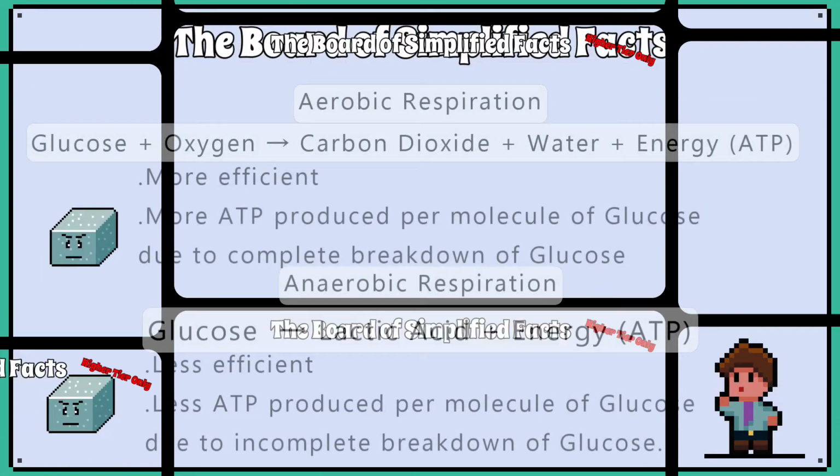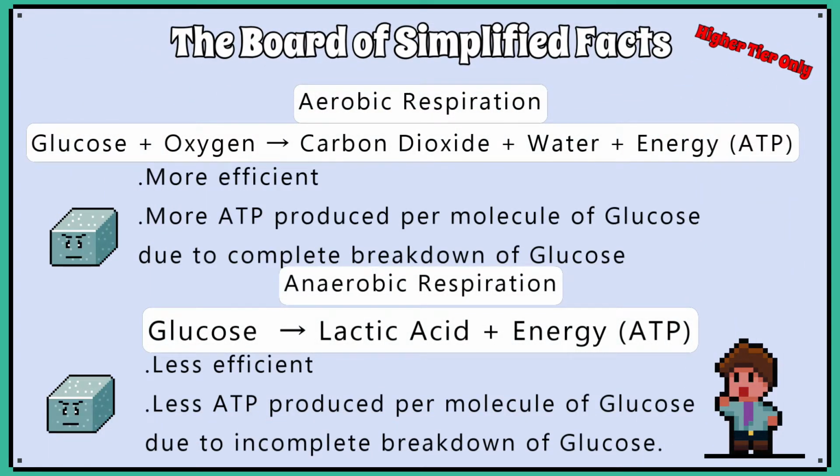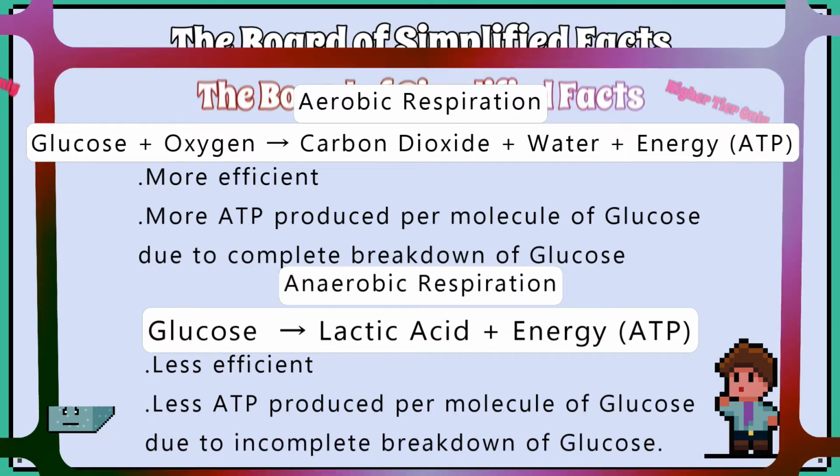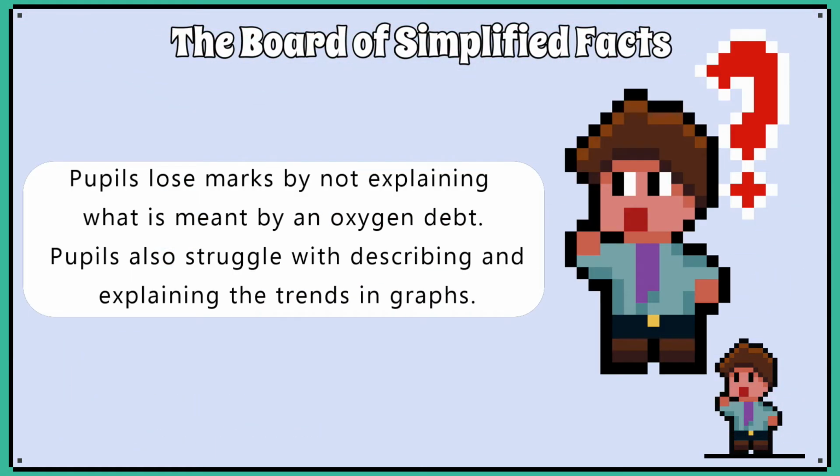For higher tier, you also need to know that anaerobic respiration is less efficient than aerobic respiration because of the incomplete breakdown of glucose. Less ATP is produced per molecule of glucose in anaerobic respiration than in aerobic respiration. Exam questions on this topic are answered poorly because you normally have to interpret awkward-looking data into strong exam-friendly answers.